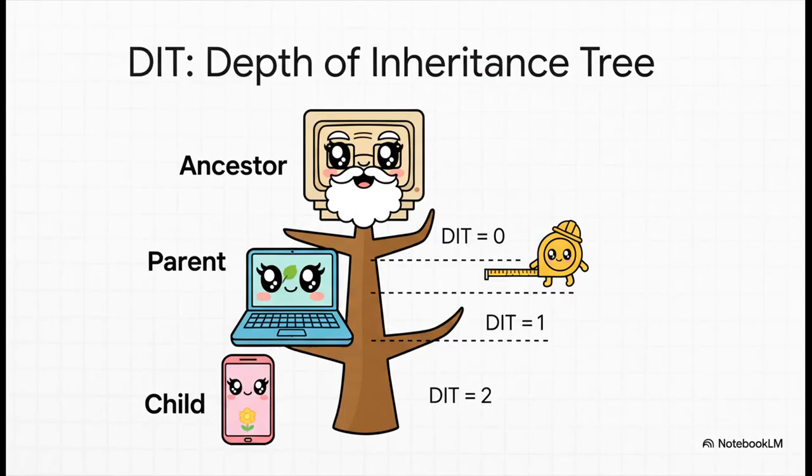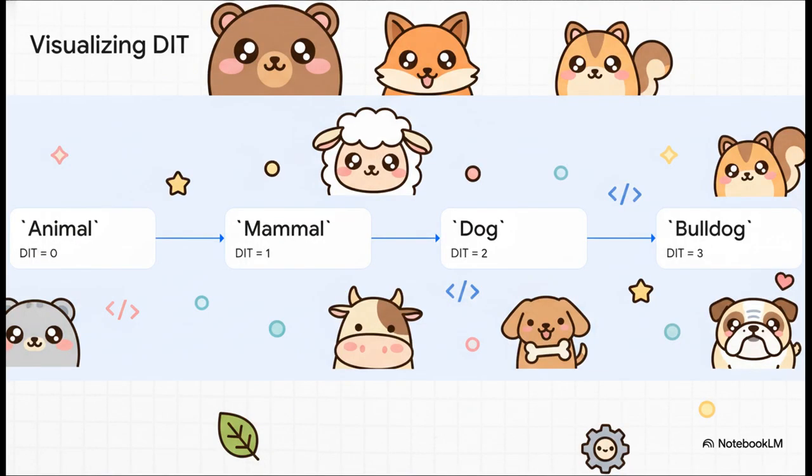Next up, let's look at inheritance with DIT, or depth of inheritance tree. This metric is also pretty simple. It just measures how many levels deep a class is in its family tree. How many generations does it go back to the very first ancestor class? So in this classic example, the Animal class is the root, so its DIT is 0. Mammal is 1 level down, so it's at 1. Dog is at 2. And finally, Bulldog has a DIT of 3.